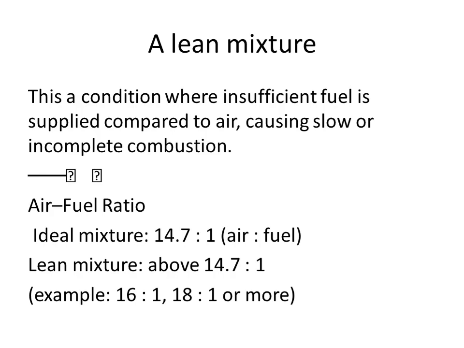The second type of carburation is a lean mixture. This is where insufficient fuel is supplied compared to air, causing slow or incomplete combustion, whereby the air-fuel ratio should be at 14.7 to 1. We find that the lean mixture is above the 14.7 to 1. For instance, it may be 16 to 1 or 18 to 1 or even more.